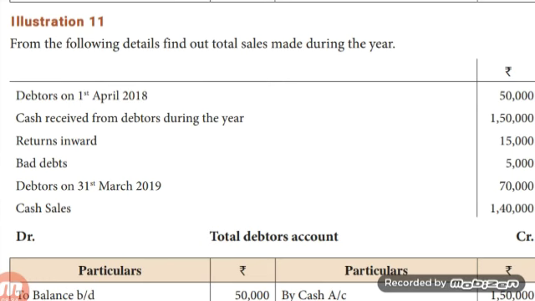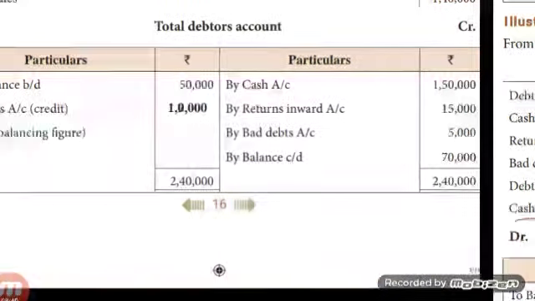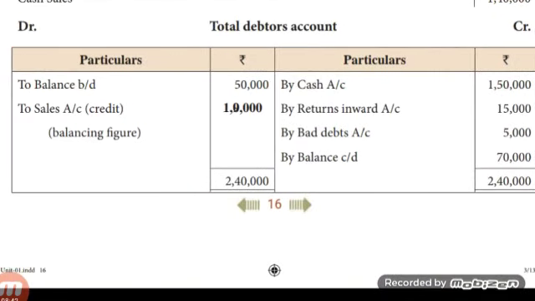Okay children, now we have entered all items in the debtors account, then find the balance. Take the difference between total credit and total debit. Total credit is 2,40,000 and total debit is 50,000. The difference between the two is 1,90,000. 1,90,000 is the credit sales. Now we have calculated credit sales. The next step is total sales.